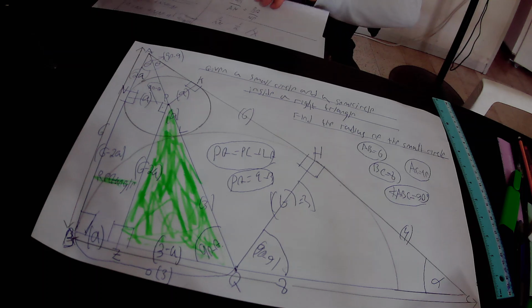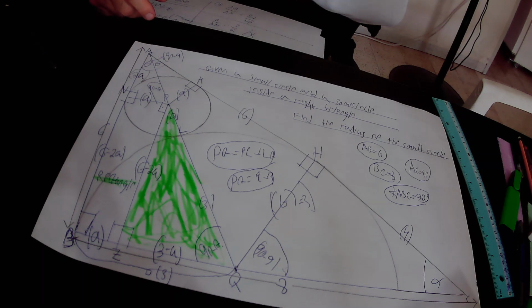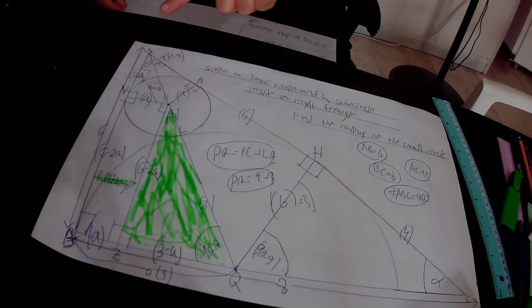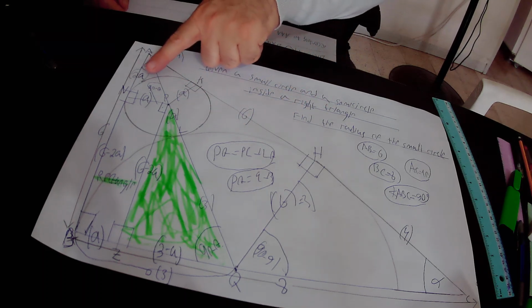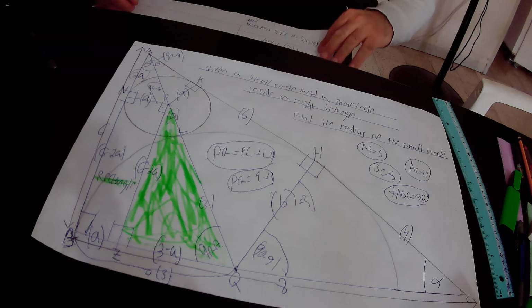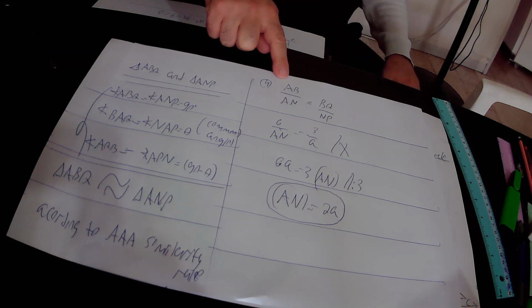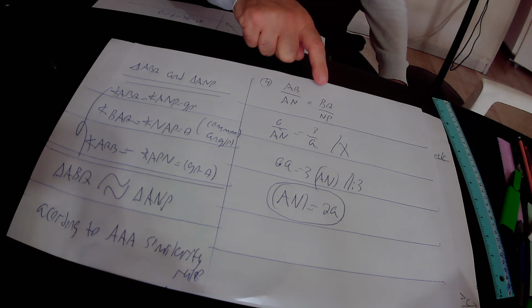And from the fact that the right triangle ANP is similar to the right triangle ABQ, we derive that the following relationship exists between their sides. Side AB in the big right triangle ABQ over side AN in the small right triangle ANP equals side BQ in the big right triangle ABQ over side NP in the small right triangle ANP.